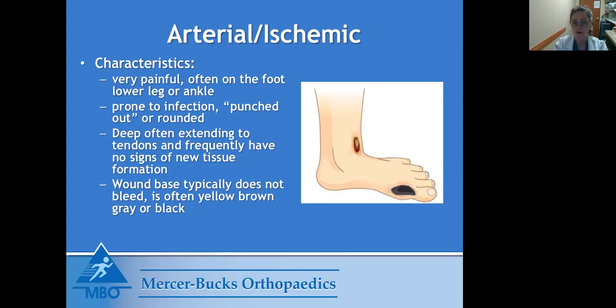The appearance of the wound is often punched out. You can kind of see based on this cartoon here, the punched out appearance. It can be rounded to the edges as well. These arterial wounds are often very deep. They often extend all the way down to tendons and bones. They frequently have no signs at all that any new tissue is going to grow or is growing. The wound bed, or the way that it appears, is typically yellow, it can be brown, it can be black. A lot of times people have heard of gangrene and have maybe seen pictures of black toes, black tips of fingers. Those are ischemic injuries or ischemic wounds.